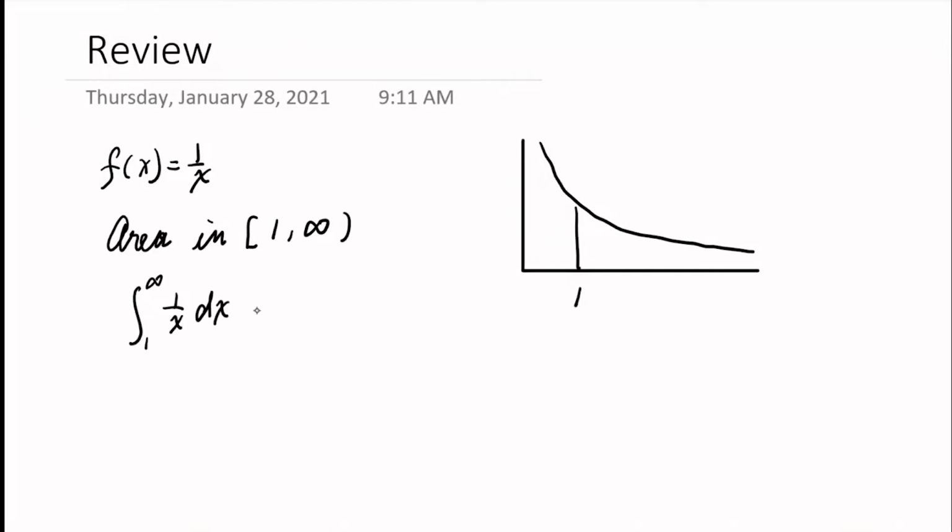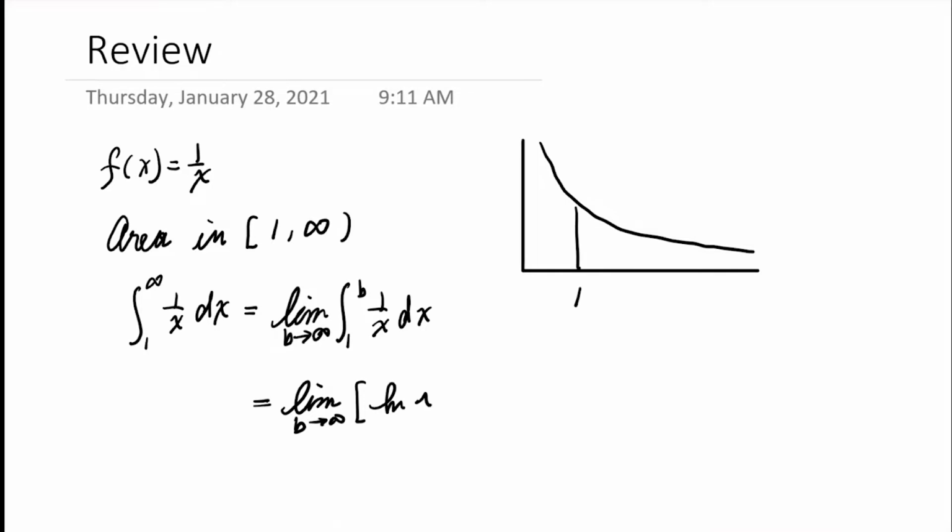Good. And first thing we do, this is our review, we write it as a proper integral, limit as b approaches infinity of the integral from 1 to b of 1 over x dx. And that is ln x, from 1 to b. Notice that I didn't bother to write absolute value again. I mean, you could write it. I'm not that picky. It's just redundant.